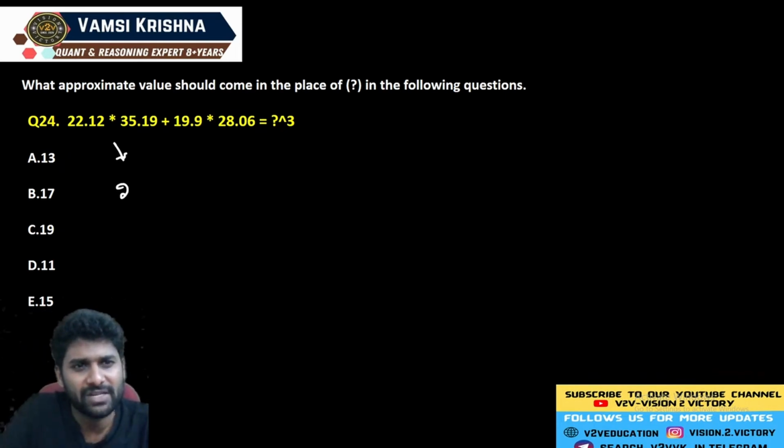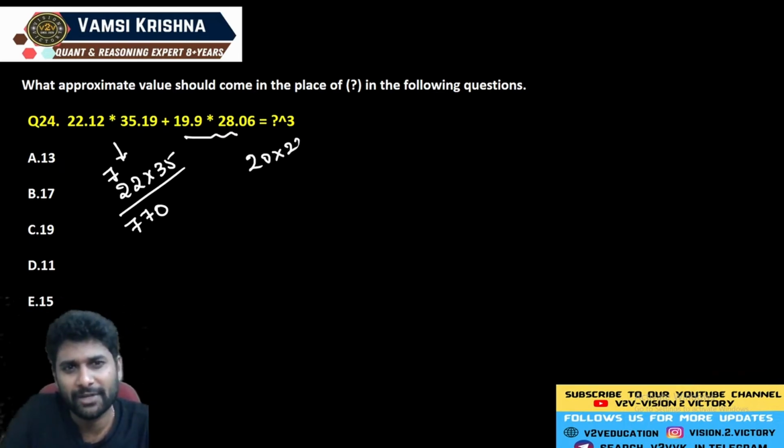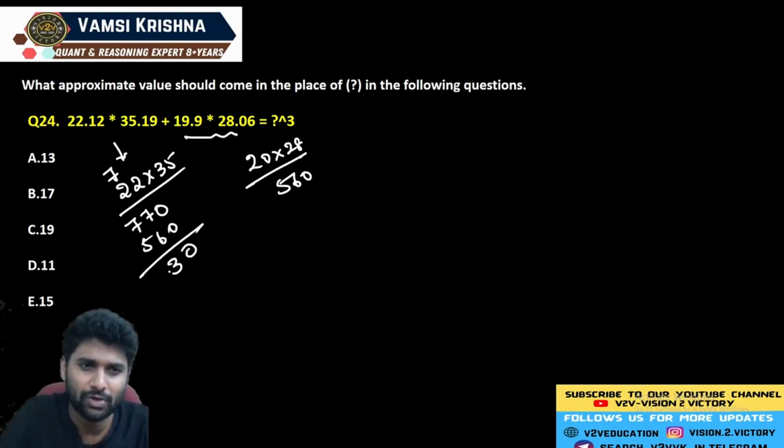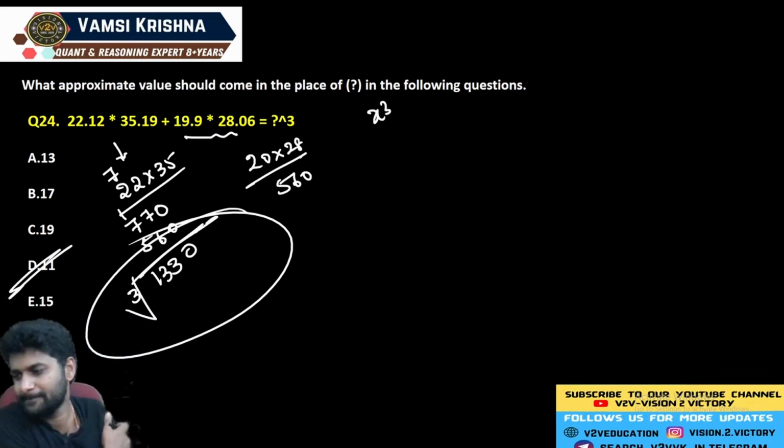Now here, what is the simplification? 22 is multiplied by 35. Now see, 35 twos are 70, so it's a value of 770. Then 20 is multiplied by 28, that is 560. Here 6 plus 7 is equal to 13, so it's 1330. You already know the cube root, so under cube root of 1330 is approximately 11. 11 cube is equal to 1331, right?